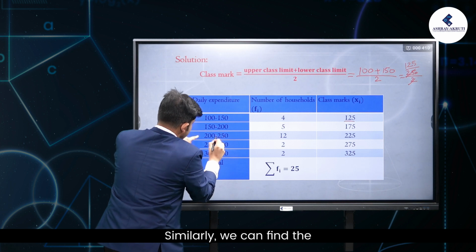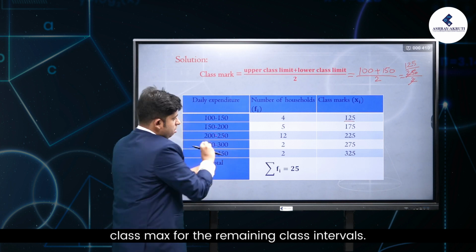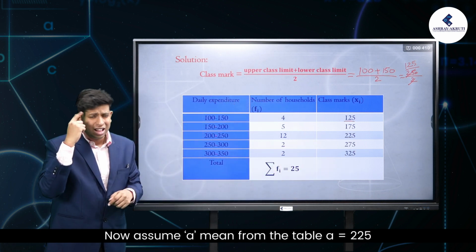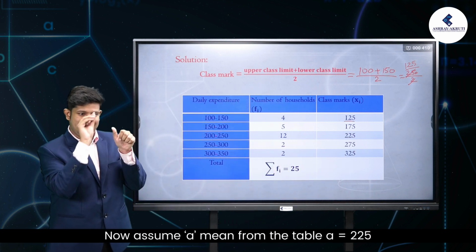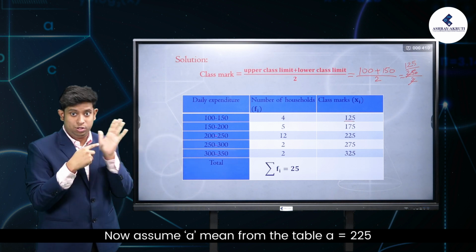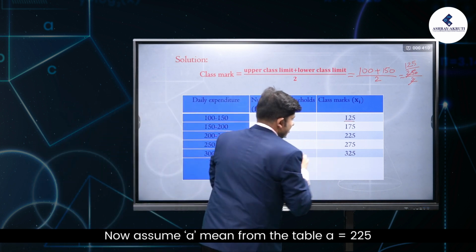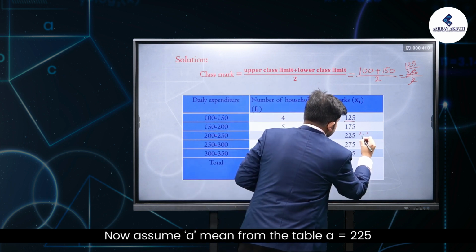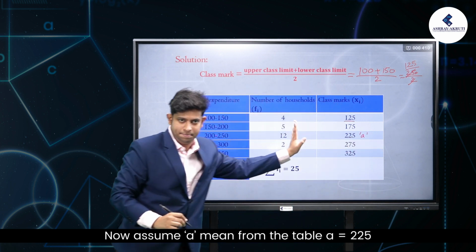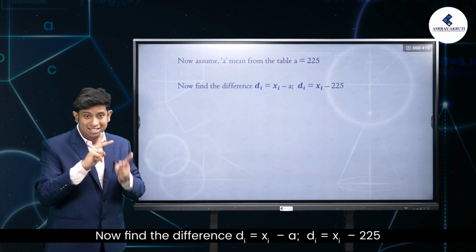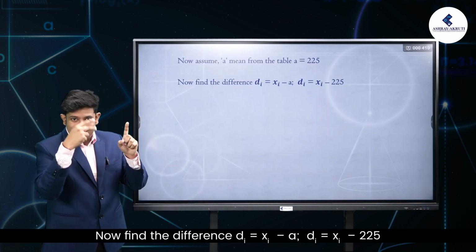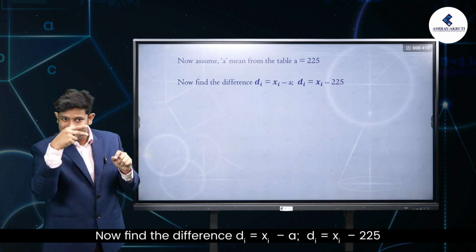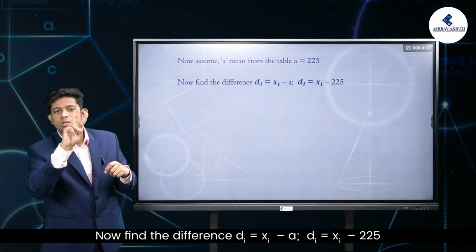Similarly, we can find the class marks for the remaining class intervals. Now assume a mean from the table, that is A is equal to 225. Now find the difference di is equal to xi minus a, that is di is equal to xi minus 225.